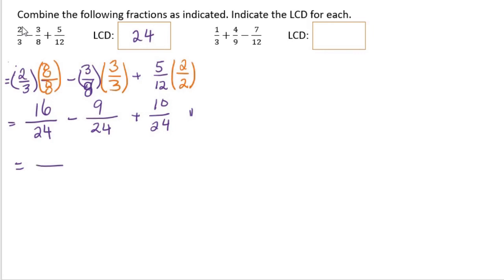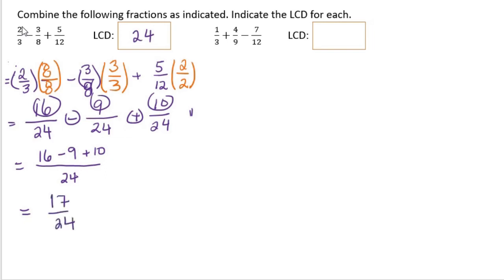As soon as I have that same denominator for each question, I only need to write that once, and then I'll do the arithmetic. I'll take 16, subtract 9, and add 10. So you could write it this way, or you can just write the final answer. 16 minus 9 plus 10 is 17. So we get a final answer of 17 over 24. Quick check, can I simplify this fraction any further? 17 is prime and doesn't go into 24. So this is the final answer in simplified form.